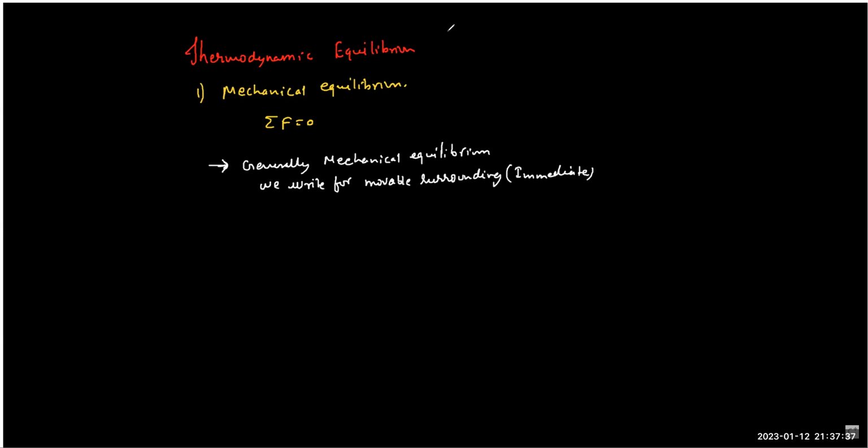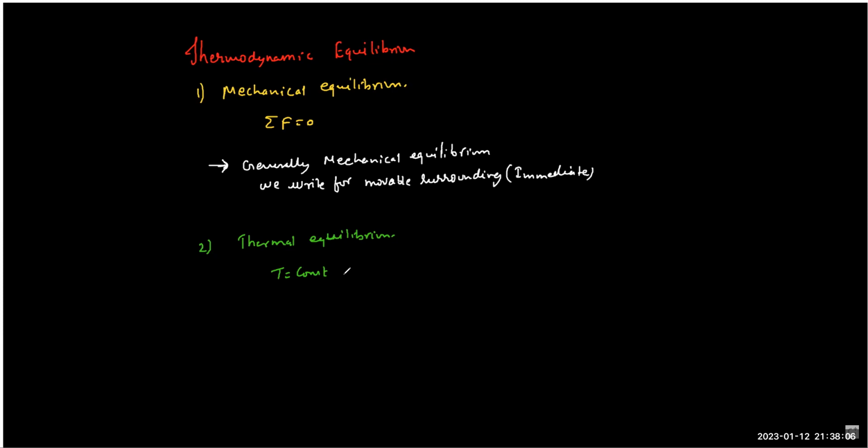The second equilibrium we talk about is called thermal equilibrium. Thermal equilibrium means at every point within the system, the temperature is constant. So we have discussed this.